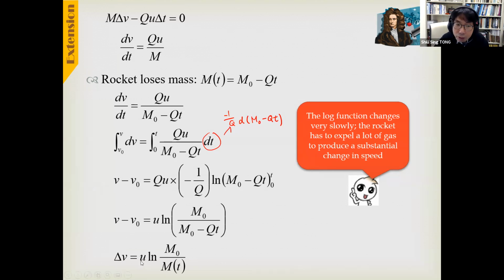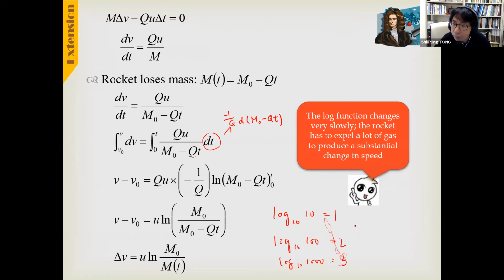But you can see the change in velocity also depends on what? The logarithm of the initial mass to the final mass. The logarithm is a slowly varying function. Now, this is a natural logarithm, but think about a logarithm with base 10. If you have logarithm 10, then you get 1, right? If the argument is increased by 10 times, logarithm 100, you get 2. If you have logarithm 1000, then you get only 3, right?